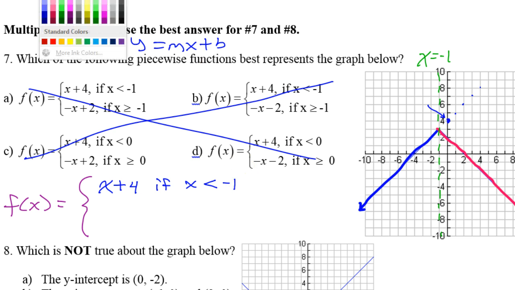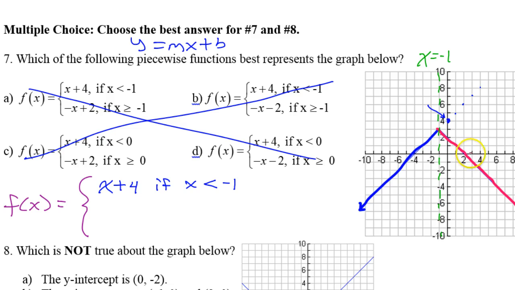Now I'm going to do the red side. This is going down 1, right 1. It's going downhill, so the slope is -1. So I'm just going to put -x. Now the y-intercept for this piece is obvious because it's right here. The y-intercept is 2. So I'm going to put -x plus 2. These values are to the right of the axis of symmetry, so I'm going to put x is greater than -1.